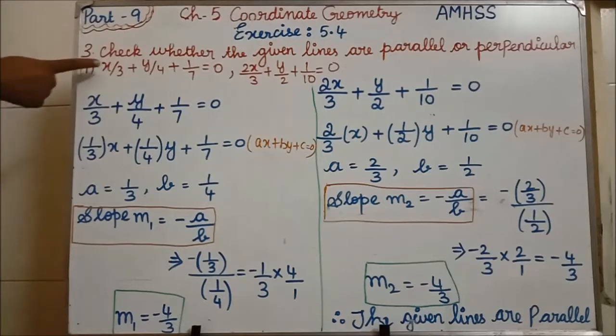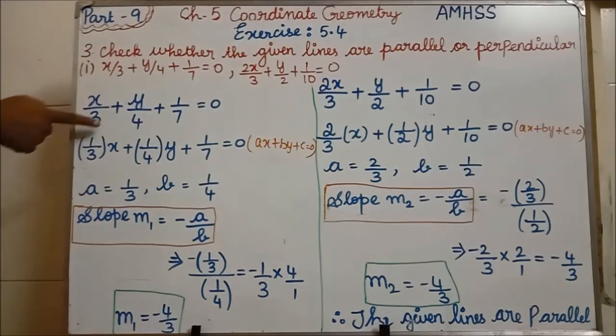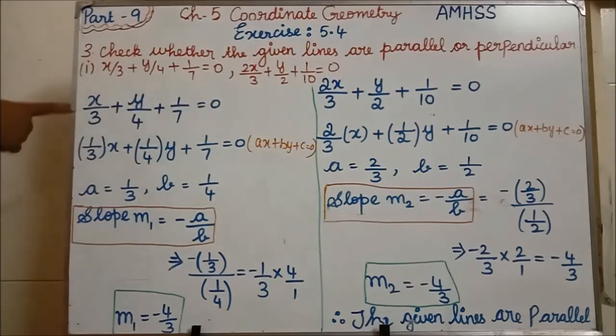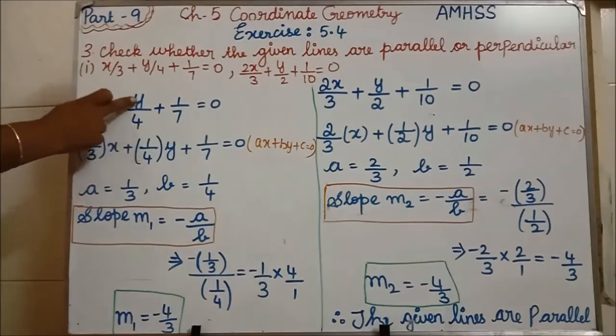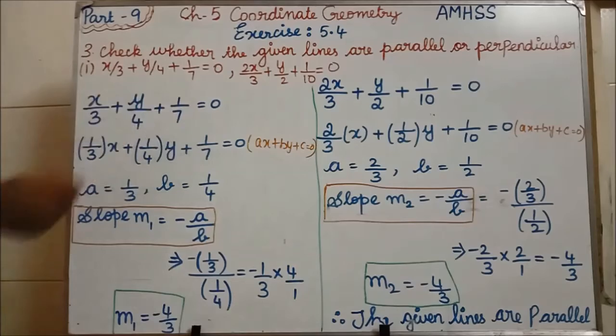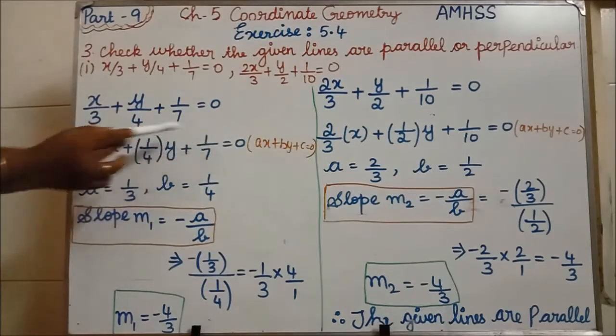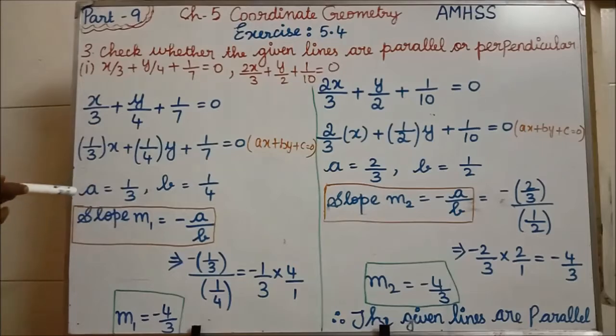Clear? Now this is our question. x by 3 plus y by 4 plus 1 by 7 equal to 0. See, I have written here 1 by 3, that x I have written outside. Similarly 1 by 4, y outside, plus 1 by 7. Why are we writing like this? To make it into the form ax plus by plus c equal to 0. So x, y I am writing outside, so that it will be very clear. This is the x coefficient. This is the y coefficient.